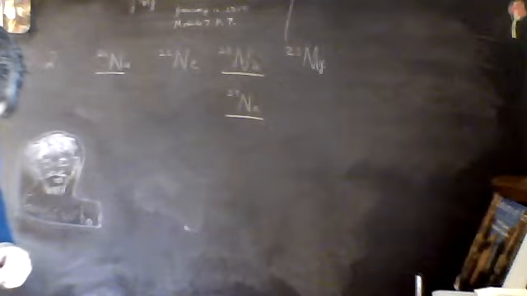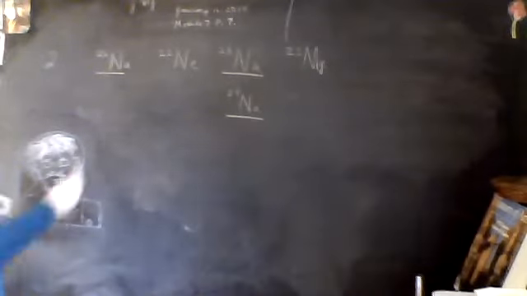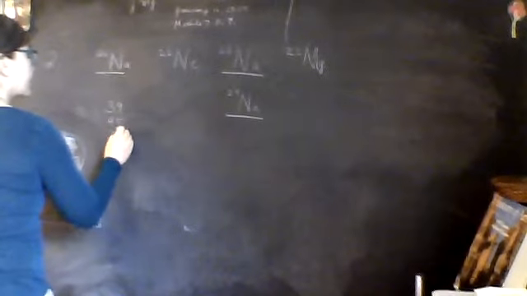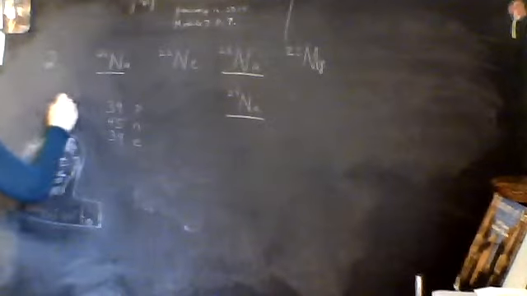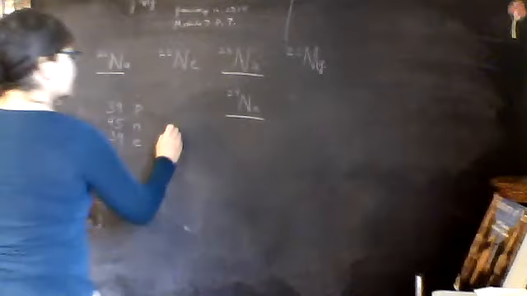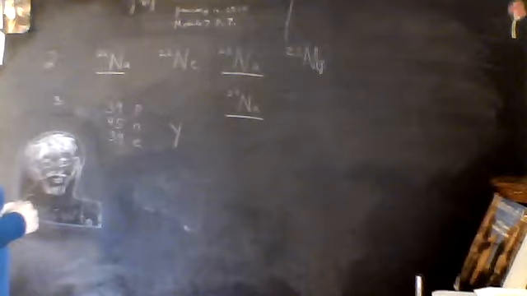Number 3. What is the symbol of the atom made up of 39 protons, 45 neutrons, and 39 electrons? 39. It's Y. So it's yttrium, capital Y. I found it on the chart because it's easier to search atomic numbers that way.